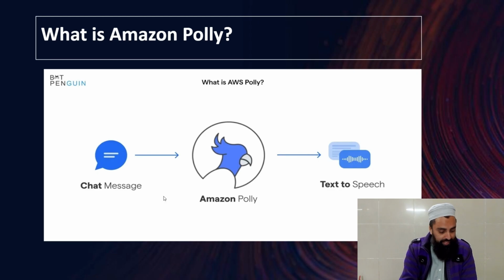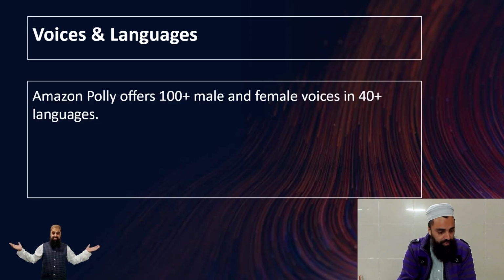So you write text here and Amazon Polly will convert it into speech. That's how simple this service is. Write text and Amazon Polly will convert it into speech and an audio stream, and you can simply download it and use it in your application. So this is the simplest form of Amazon Polly.